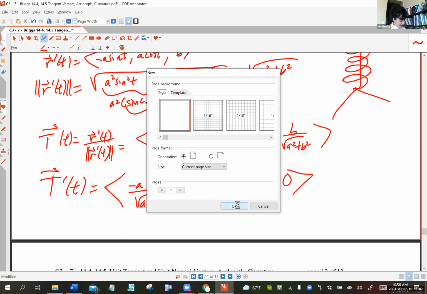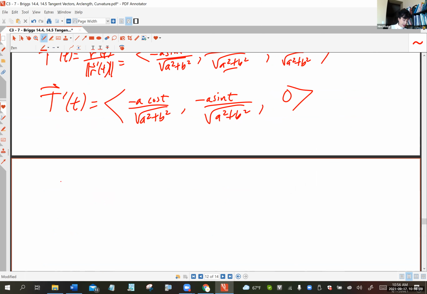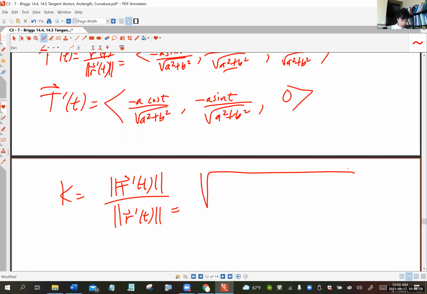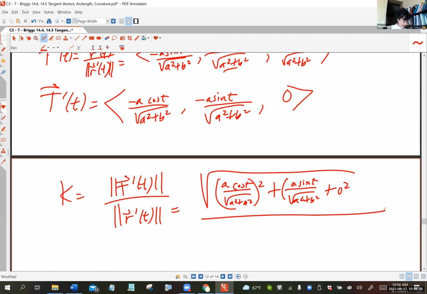And we're almost done because the curvature formula is magnitude of big T prime divided by speed. So you're going to go the square root of, and so you're going to have all of these components squared. The 0 squared, of course, is just 0. Who cares? And then we did get our speed. It was that square root. So clean this mess up.